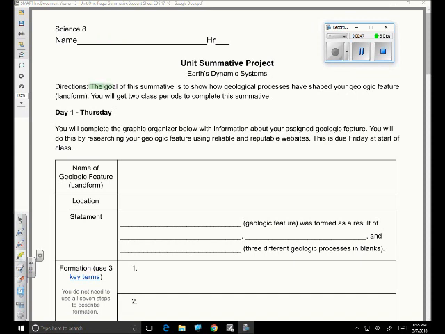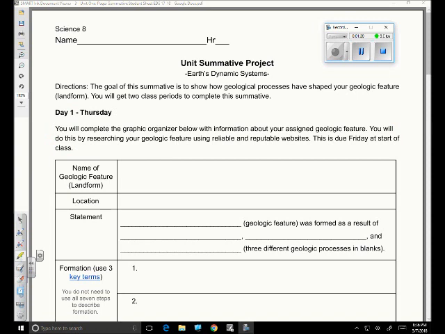Directions. The goal of this summative is to show how geological processes have shaped your geologic feature or landform. You will get 2 class periods to complete this summative. On day 1, you will complete the graphic organizer below with information about your assigned geologic feature. You will do this by researching your geologic feature using reliable and reputable websites. This is due Friday at start of class.